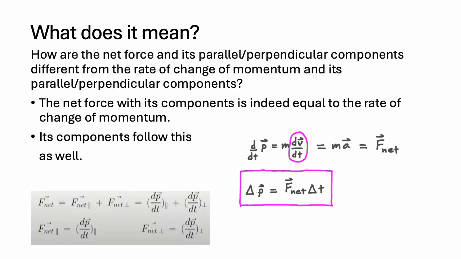How are the net force and its parallel/perpendicular components different from the rate of change of the momentum and its parallel and perpendicular components? The net force with its components is actually equal to the rate of change of momentum. Its components also follow this as well, as seen by these two formulas.